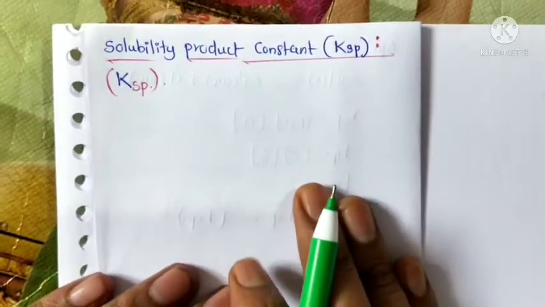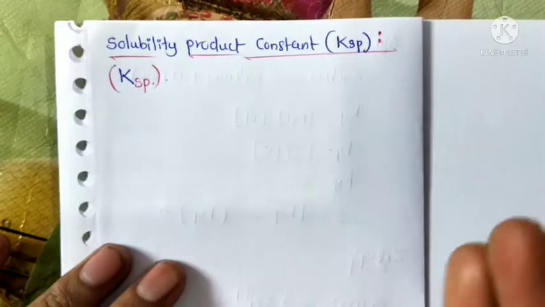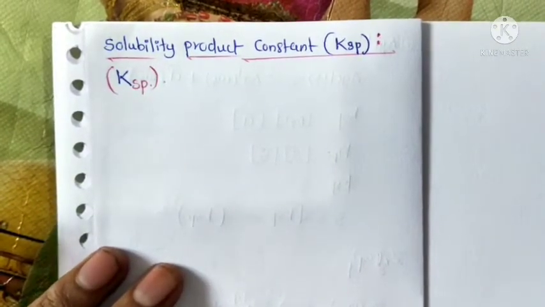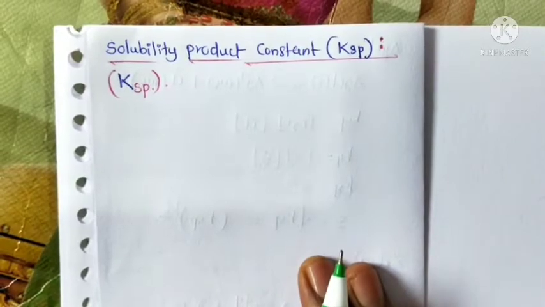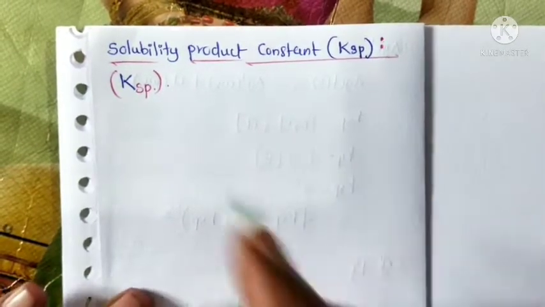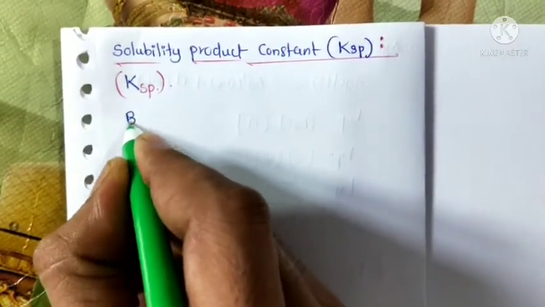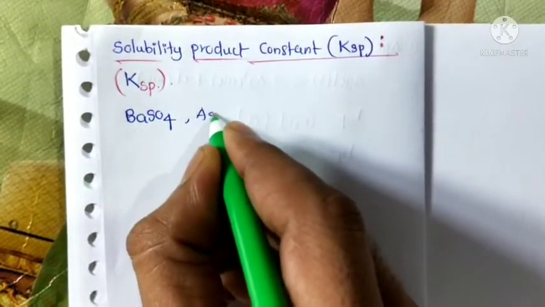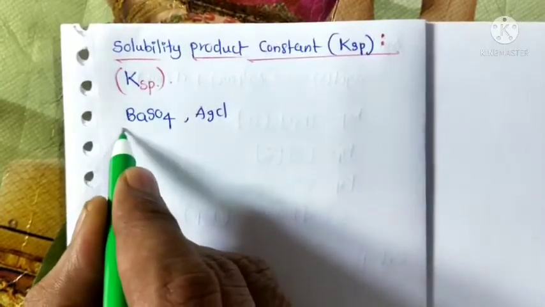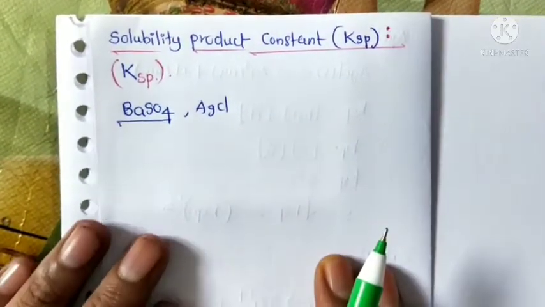So now let's consider how we'll determine the solubility product of a salt. Which salt? Sparingly soluble salt, because in this sparingly soluble salt, equilibrium will be established. That's why we study only sparingly soluble salts. Now let's consider one sparingly soluble salt. The best example for a sparingly soluble salt is barium sulfate. Another example is silver chloride, but we will find the solubility product of barium sulfate.